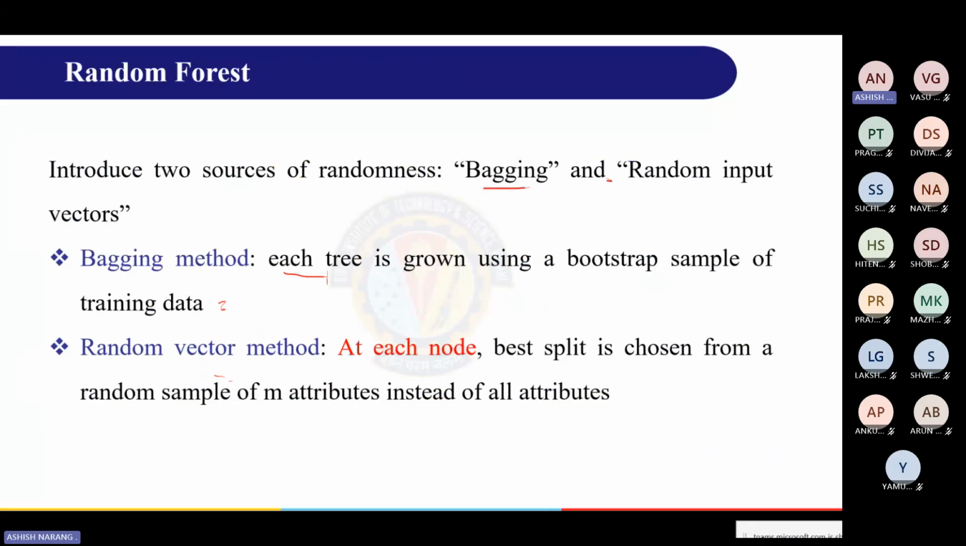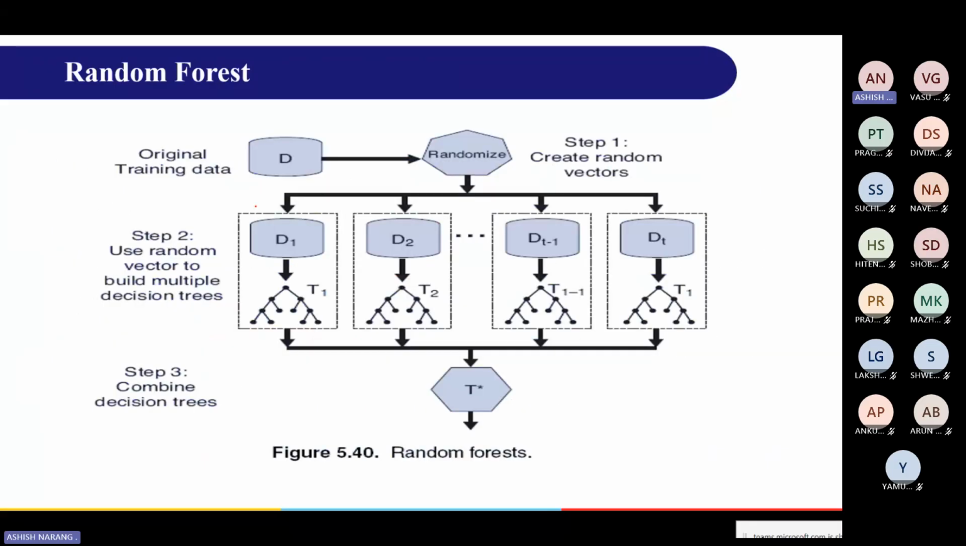Both things are combined. Look at this original training data, randomize it. This is D1, D2, and so on. Use random vectors to build multiple decision trees. We have created some random vectors, right? And then decision trees are built. I'm going to combine the results of all the decision trees, and this is what random forest is. So it is growing multiple trees, and that's why the name is random forest.